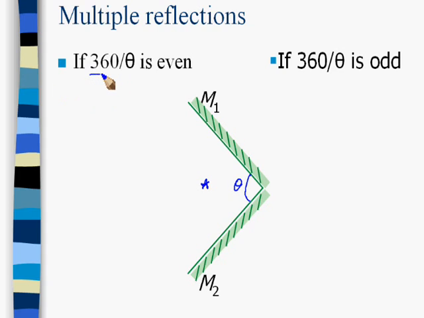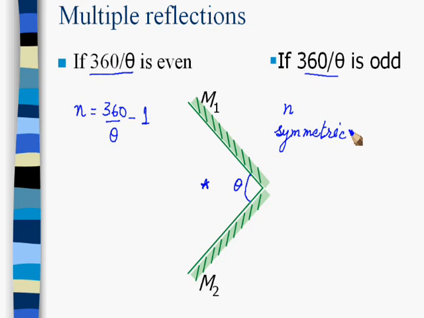If 360 by theta value is even, that is 2, 4, 6, 8, then the number of images n is equal to 360 upon theta minus 1. And if this 360 by theta value is odd, that is 1, 3, 5, 7, then the number of images depends on the symmetrical and asymmetrical placement of the object. Now, what is the symmetrical and asymmetrical placement of the object?